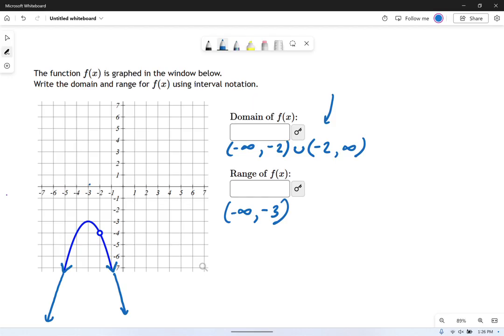If I put a parentheses here, it's going to be wrong, because in this case, I actually can touch that point, y equals -3. It does exist. So to say that idea, I'm going to use a square bracket. The square bracket says, hey, this number right here, it really is part of the graph. You have to include it.